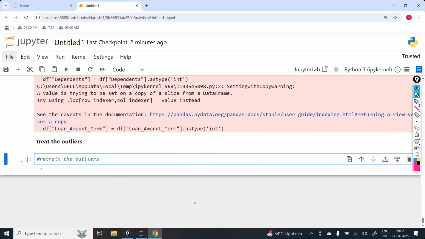Now, what about the loan amount column? The higher the income is, obviously the loan amount also will be higher. So that is also genuinely possible. Now in this case, the outliers, we have to retain. Retain means keep them as it is. Don't need to modify anything. Don't do anything is called retain. Is the point clear?